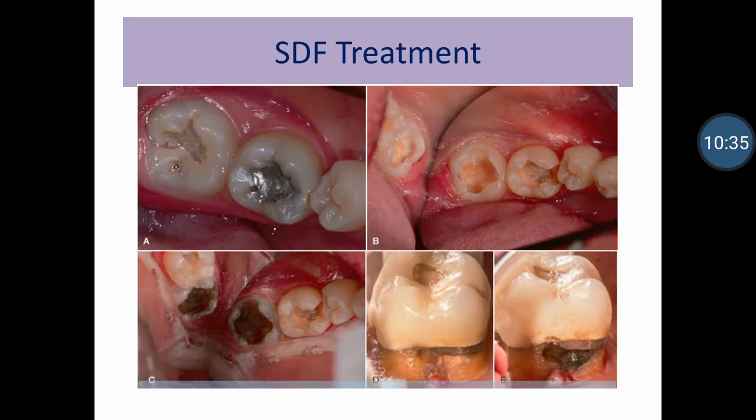So, here is the picture showing the SDF treatment. The first picture shows the carious tooth, that is 1/7. The second picture shows it after excavation of the caries. The third one is the application of the silver diamine fluoride, which is brown in color. Leave it like that. In the fourth picture, there is a caries showing underneath the crown, which is inaccessible for cavity preparation or application of restorative material. So, what one can do is apply the silver diamine fluoride, so it can arrest the caries progression.